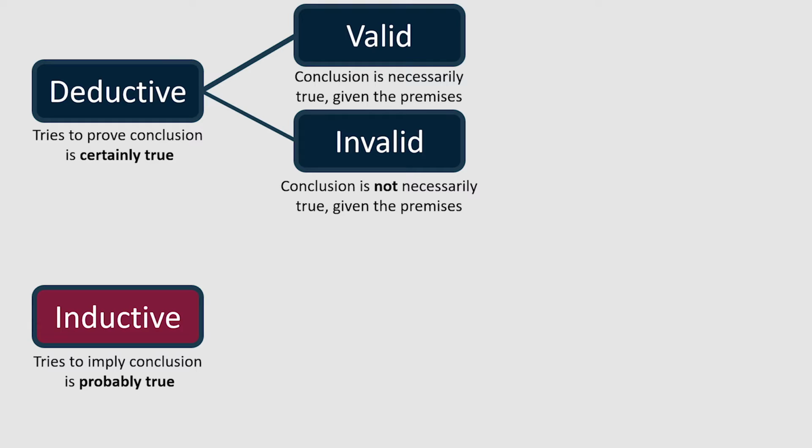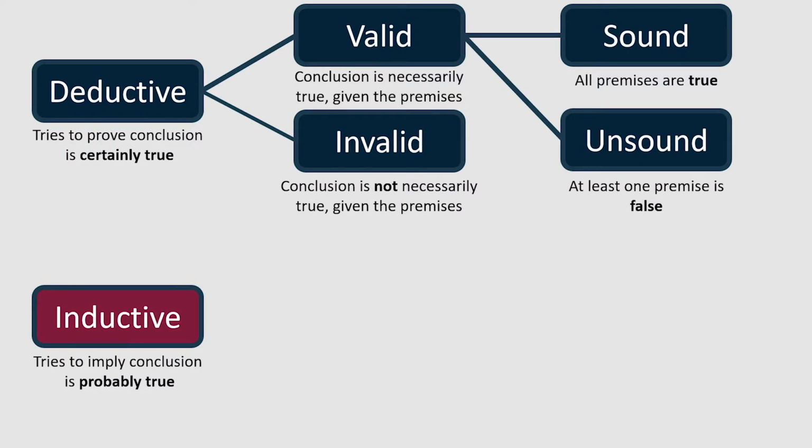Now, with deductive arguments, we say the argument is valid if the conclusion logically follows from the premises, whether or not those premises are actually true. For instance, the argument, all fish are reptiles, this fossil is a fish, therefore this fossil is a reptile, is logically valid, even though the first premise, that fish are reptiles, is false. Because if both premises were true, the conclusion must be true as well. Now, if an argument is valid and all of its premises are true, we say the argument is sound.